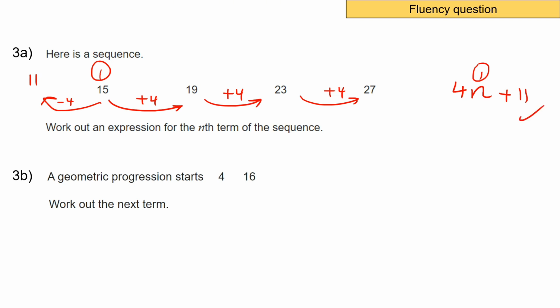Okay. A geometric progression starts 4, then 16. Geometric means you're multiplying it. You're either multiplying or you're dividing. So it's going to be multiplying by 4. What do they want? Work out the next term. Okay, we're going to times it by 4. 16 times 4 is going to give you 64. So that's your answer.